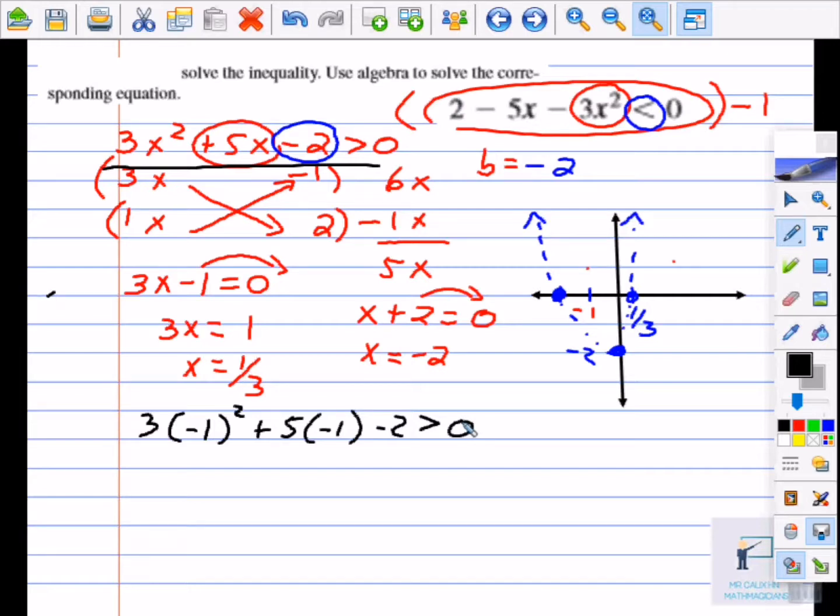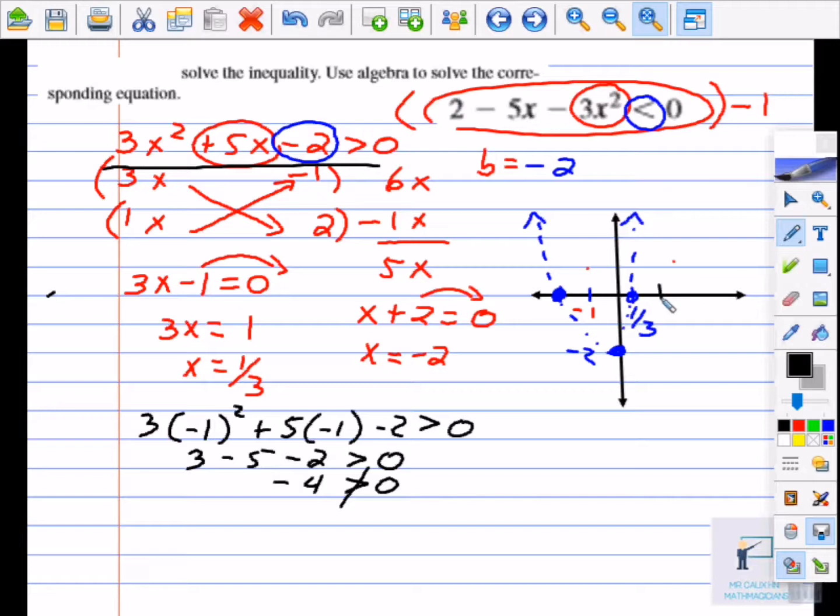Okay, so let's start solving this. This will be 3 minus 5 minus 2 is greater than 0. 3 minus 5 is negative 2, minus 2 is negative 4, greater than 0. This is not true, so we're not going to use our interval there. That means that our interval has to be outside, but let's check it.